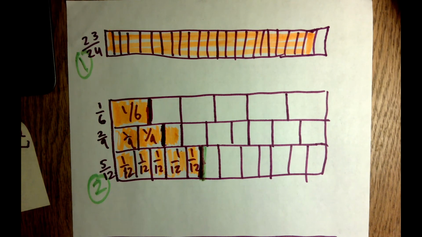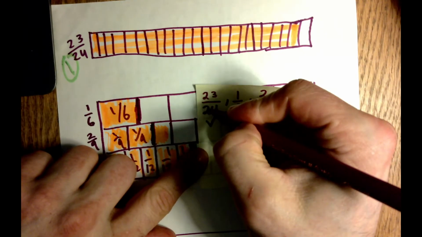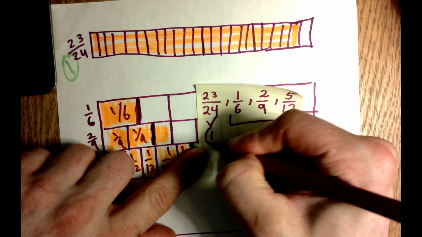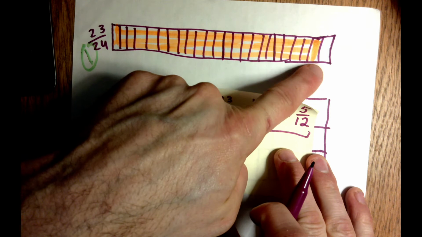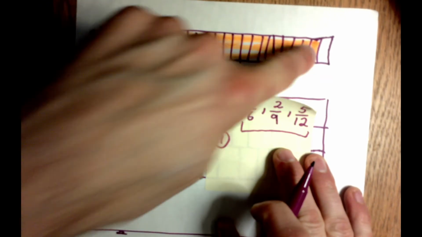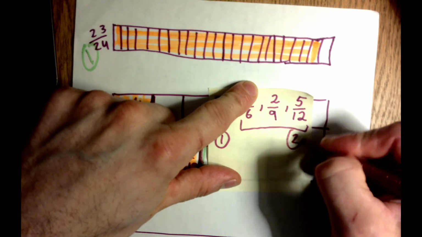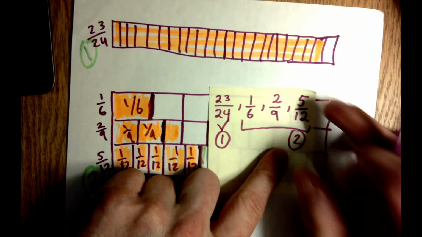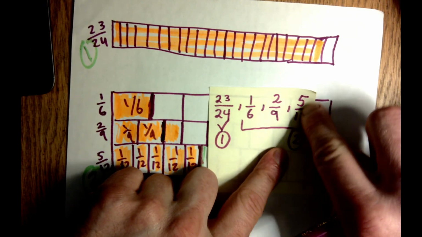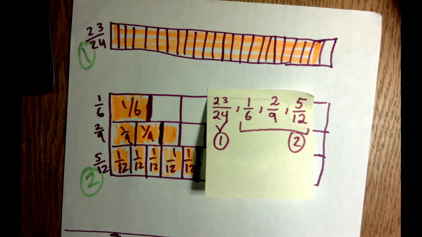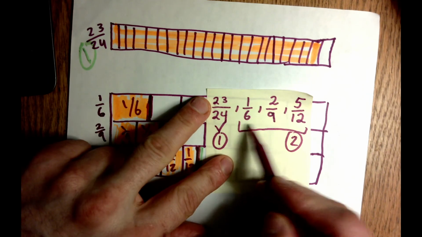So looking at this visual method, it's pretty clear. This is number 1. This is the biggest, and it's really close to 1 whole. That's how I know this is going to be my biggest. This is number 2, and that's because it's really close to being 1/2. 1/2 would be 6/12. I'm at 5/12. I'm really close.